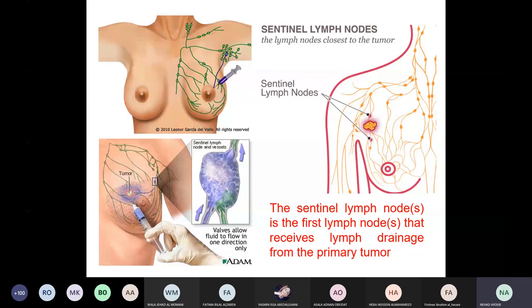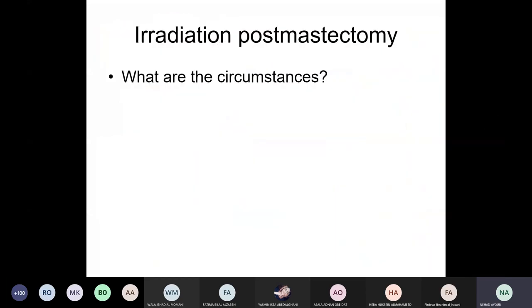So the sentinel lymph node, we can check whether it contains or includes cancer cells or not. This does not require me to do surgery. I only inject a dye, okay, and look at the reaction.